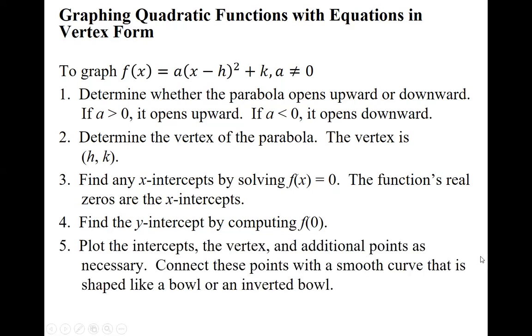So then we'll plot the intercepts, the vertex, and some additional points as necessary to get the shape of the graph. And we'll connect these points with a smooth curve that is shaped like a bowl or an inverted bowl. It's that U graph with the same general shape, just moved up, down, left, right, maybe stretched or shrunk, of our basic quadratic graph, the y equals x squared parabola.